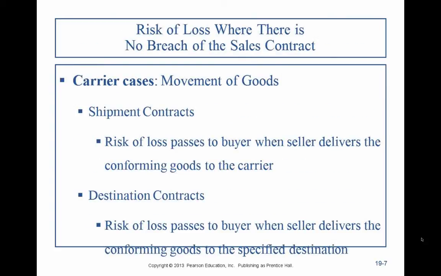Again, we're talking about the exact same thing, and I promise you we're about to take a break. Carrier cases, right? Carrier cases mean that the goods have to be moved, right? This is review. It's just putting it all together. When you have a carrier case, you either have a shipment contract or a destination contract. The shipment contract says that risk of loss passes to buyer when the seller delivers conforming goods. What does that mean? I hate it when I see a word I don't recognize, right? Conforming goods. Anyone?